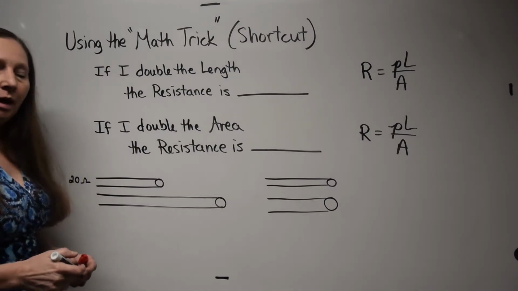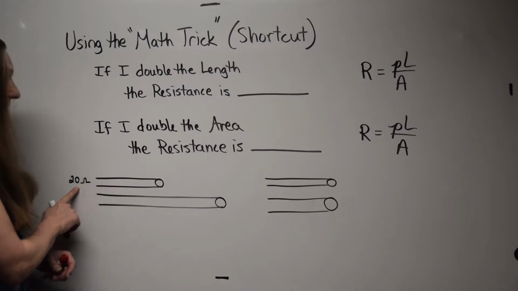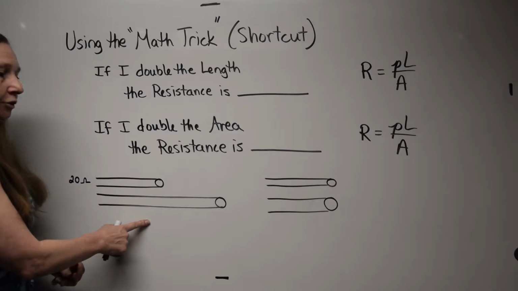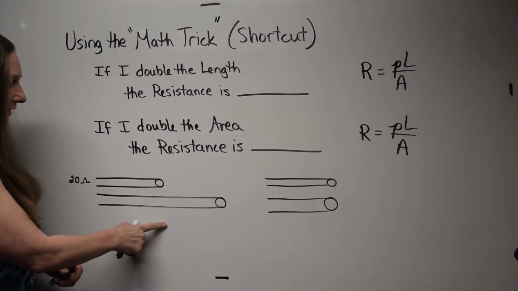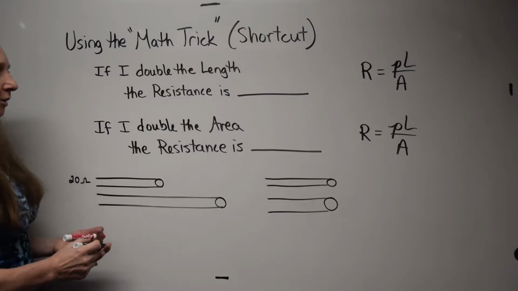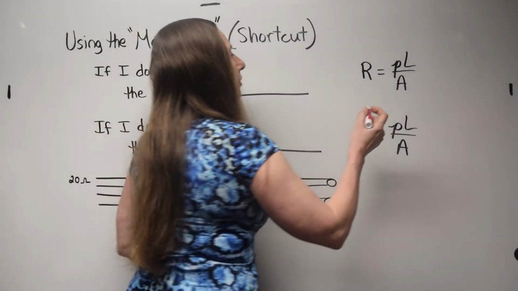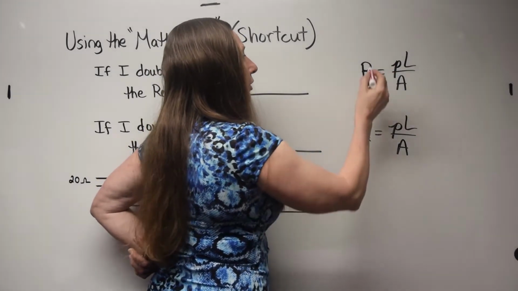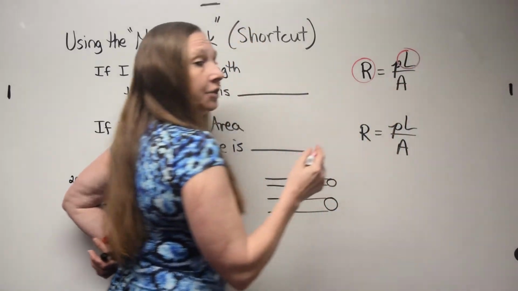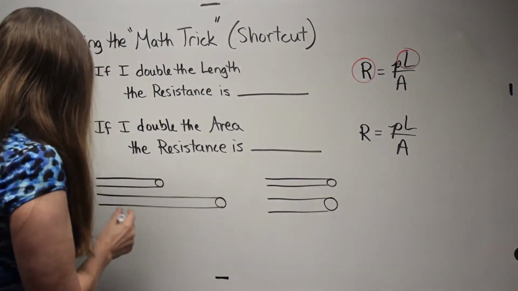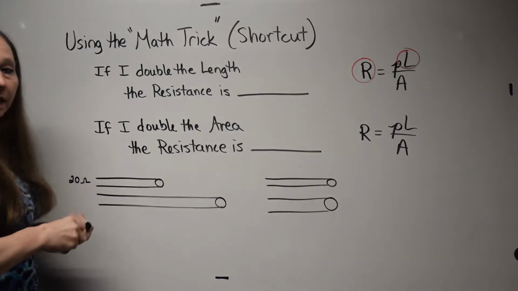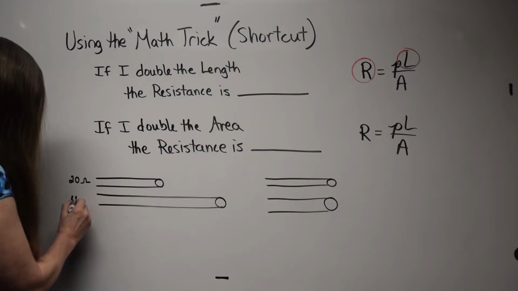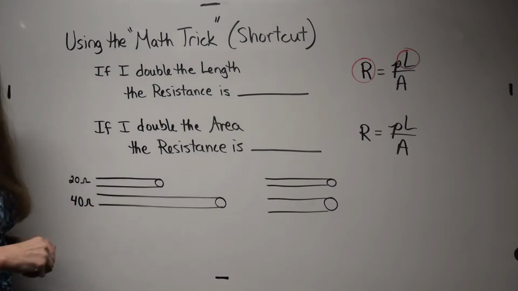Let's try a real problem. I have a piece of wire here, and the resistance of this wire is 20 ohms. What's going to happen to the resistance if I double the length? So what would the resistance of this piece of wire be? Well, you notice since resistance and length are on opposite sides of the equal sign and both on top, this is a direct relationship. So if you double the length of the wire, the resistance of the wire is going to double. The resistance of this new piece of wire will be 40 ohms.